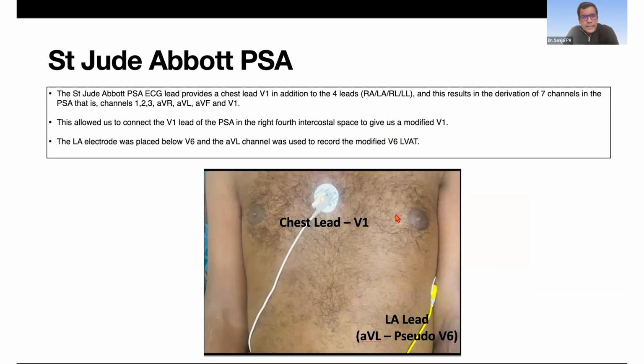With the other system, the St. Jude Abbott, we had a distinct advantage because Abbott has 4 leads along with a chest lead V1, and this results in the derivation of several channels. So you had all the leads 1, 2, 3, AVR, AVL, AVF, as well as V1 from the system, and any of the 5 channels could be displayed on the PSA at a time. We just connected the V1 to the regular V1, and we connected the left arm at the left 6th intercostal space, and we used the AVL as a pseudo V6.